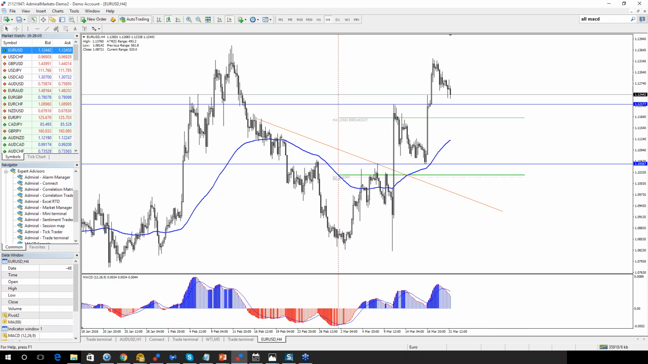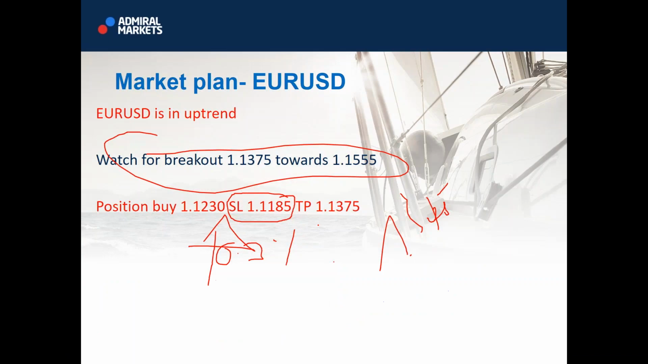So be careful, okay, as the price is in the zone. And you see it's trying to reach this level again, but let's see if actually it will manage to reach it. Okay, so that is euro dollar.